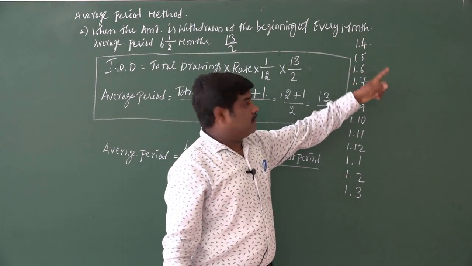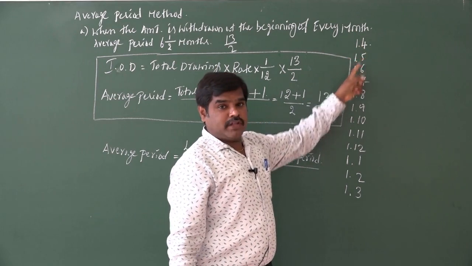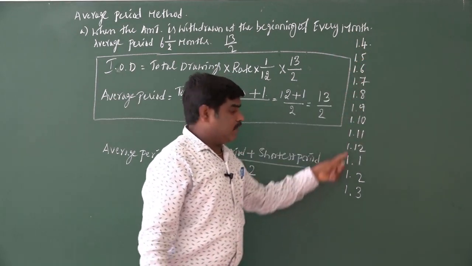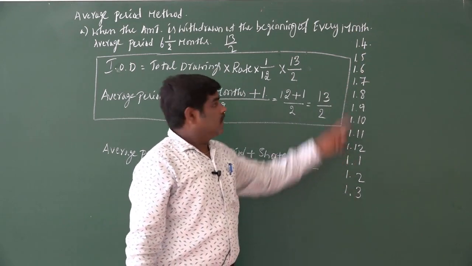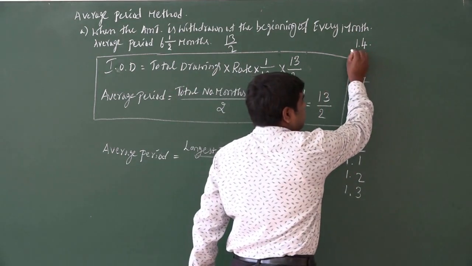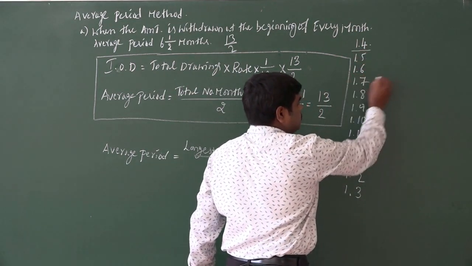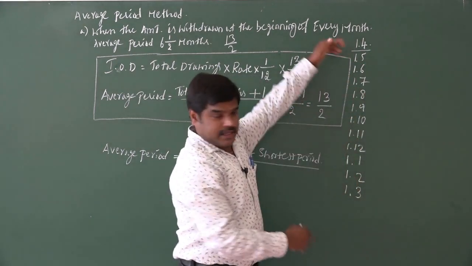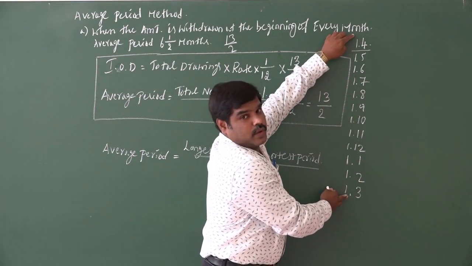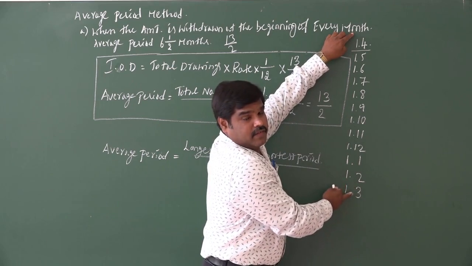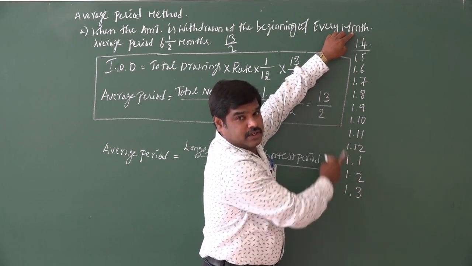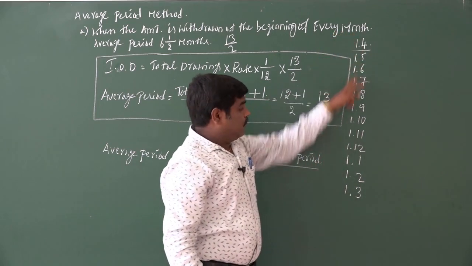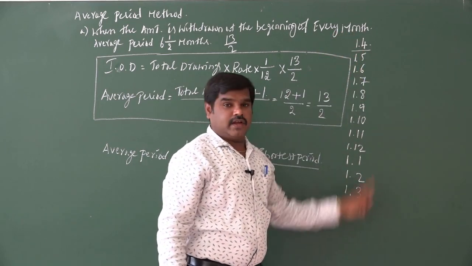At the beginning of every month means money is drawn by the proprietor on the first day of every month in the financial year. See, these are all the dates of drawing. For example, first dates 1/4, 1/5, 1/6, 1/7, like that. In 12 months, every month on the first day money is drawn. So these are the dates of drawing.